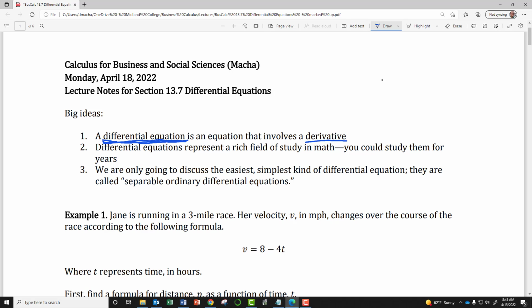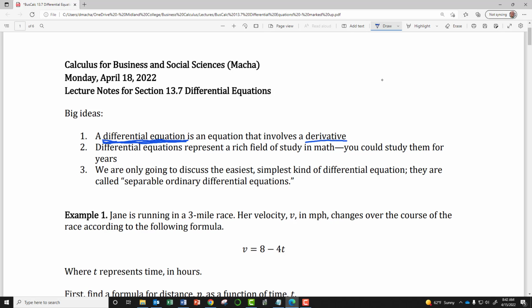And I should mention that differential equations represents a really big field of study, right? So this is not the whole enchilada, if you will. Section 13.7 is just barely dipping your toe in the water. But even at Midland College, we have a course on differential equations, and if you went to a university, you'd be able to find many more courses over differential equations. So if this topic interests you, there's a whole lot more to study in this direction.